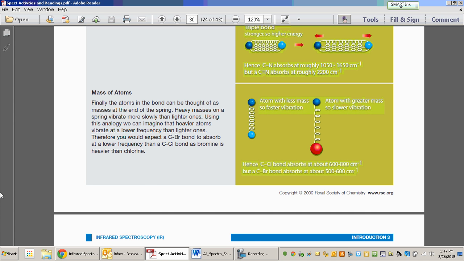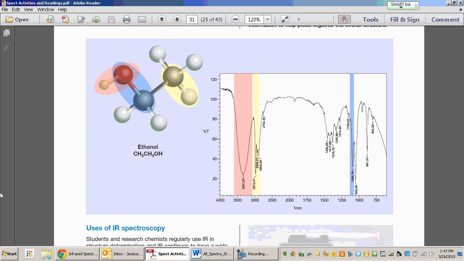Sorry, atom. This was the picture from the first page. It was just from an actual lab with ethanol. It was the transmittance versus the, I want to say, wavelength. This would be the IR piece.